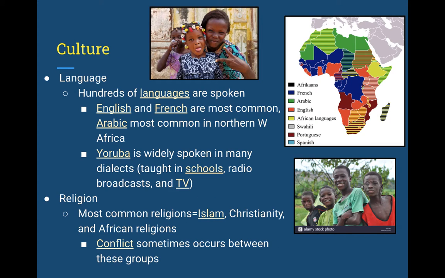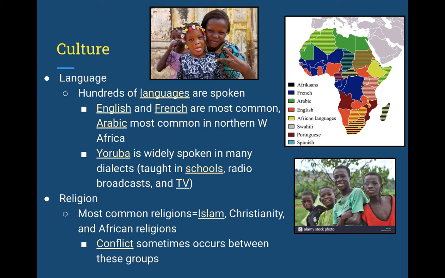So culture, so language. There are hundreds of languages that are spoken in West Africa, and that has a lot to do with the different ethnicities that live in that area. But the most common that are actually spoken are English and French because those were the two major European powers in that area. Arabic is very common as well for the Muslims that live in there. And then Yoruba is actually widely spoken in many dialects. It's even taught in schools. It's used in radio broadcasts and TV.